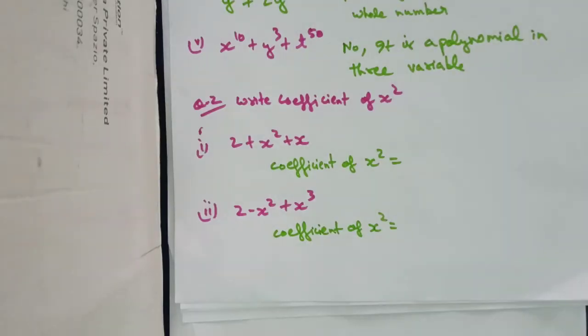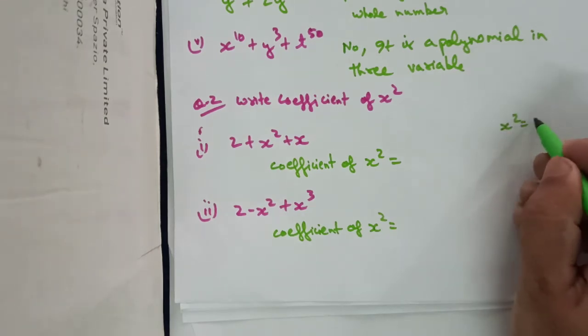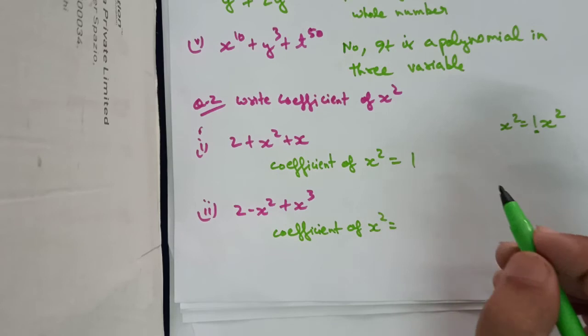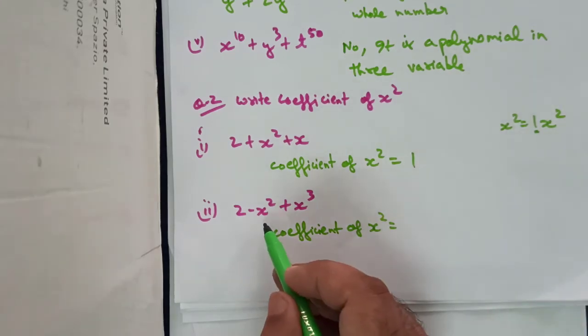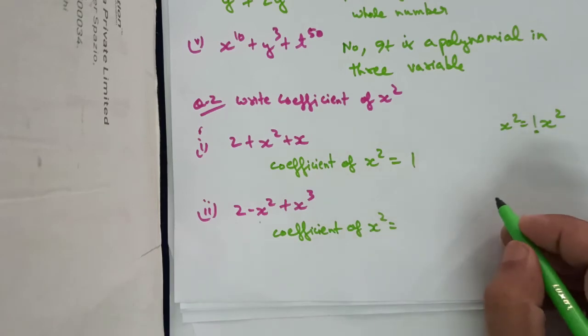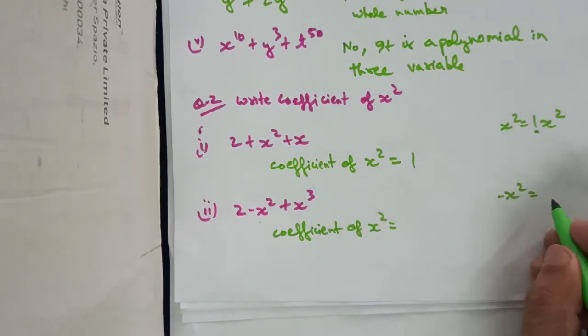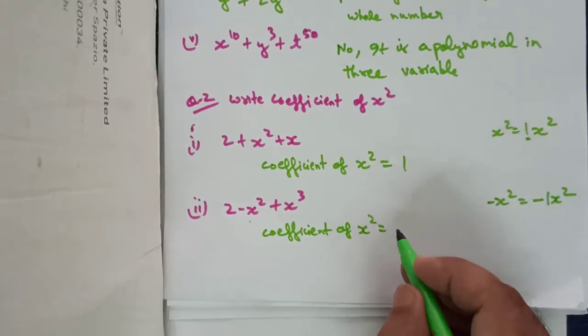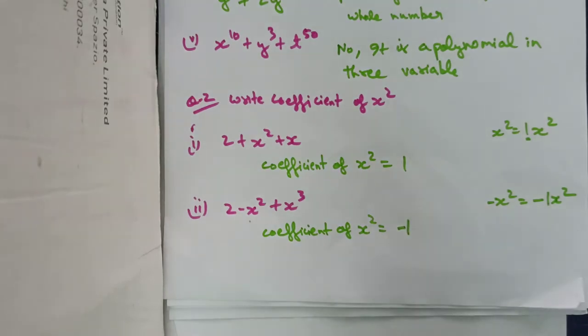Okay, question number 2. Write the coefficient of x square. So here we can see that there are three terms, 2 plus x square plus x. So the coefficient of x square here, since it is x square, and x square can be written as 1x square, will be plus 1. Similarly here, again it is minus x square, and minus x square can be written as minus 1x square. So the coefficient of x square in this case will be minus 1. I suppose it is clear.